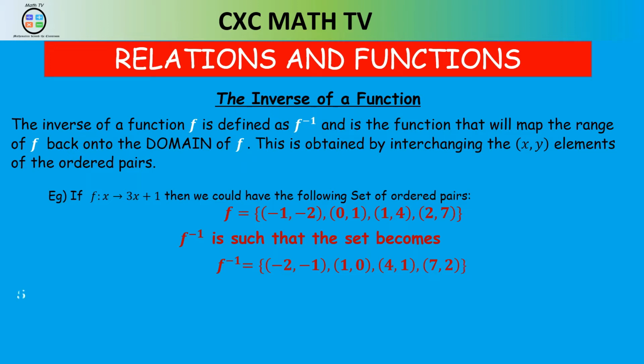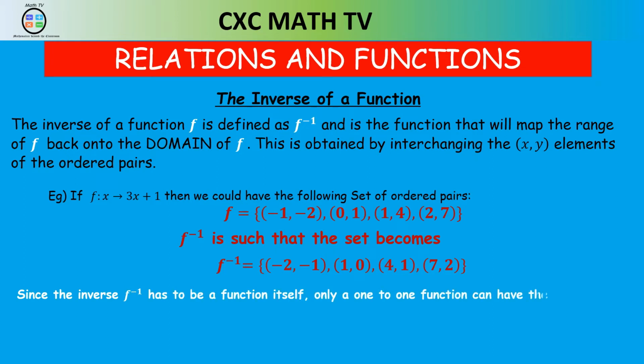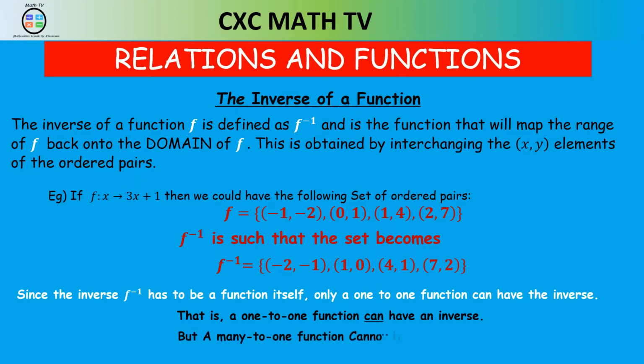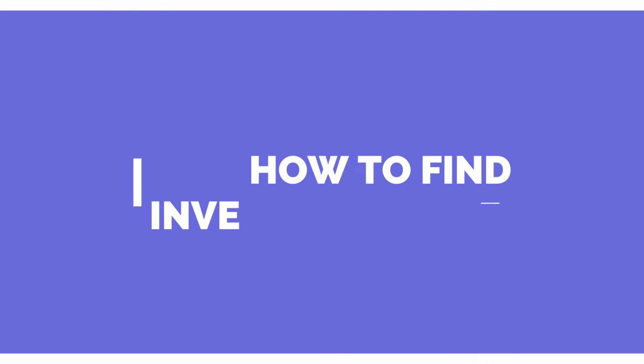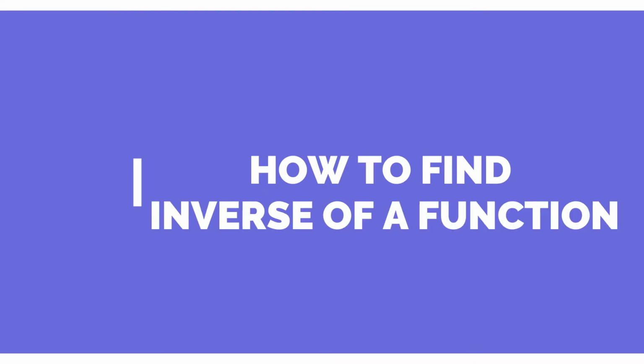Since f inverse has to be a function itself, the inverse of a function only exists if the original function is one-to-one. So the only way that you can get the inverse of a function is if it is a one-to-one function. Always remember that. That's going to play key later on. So now you might wonder, how do you find an expression for the inverse of a function?